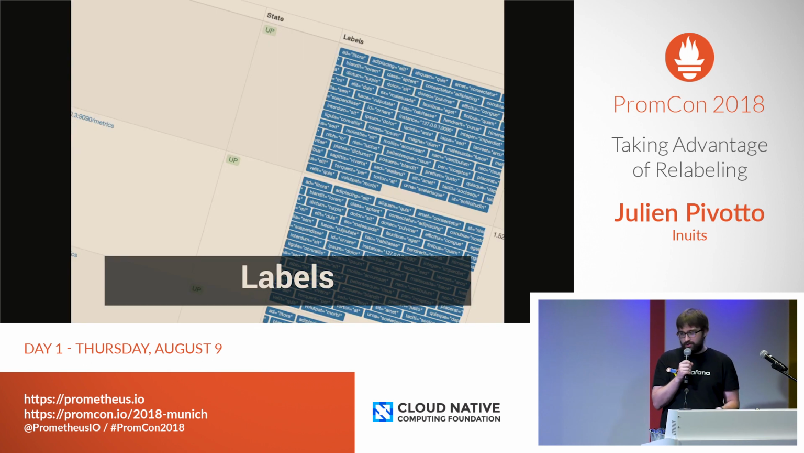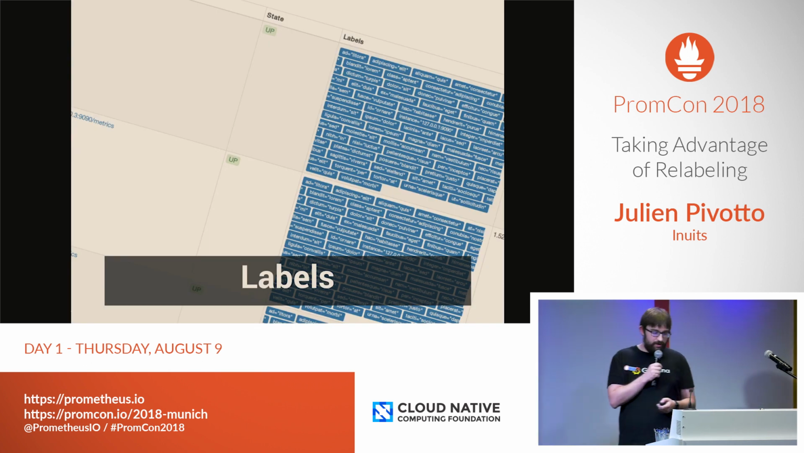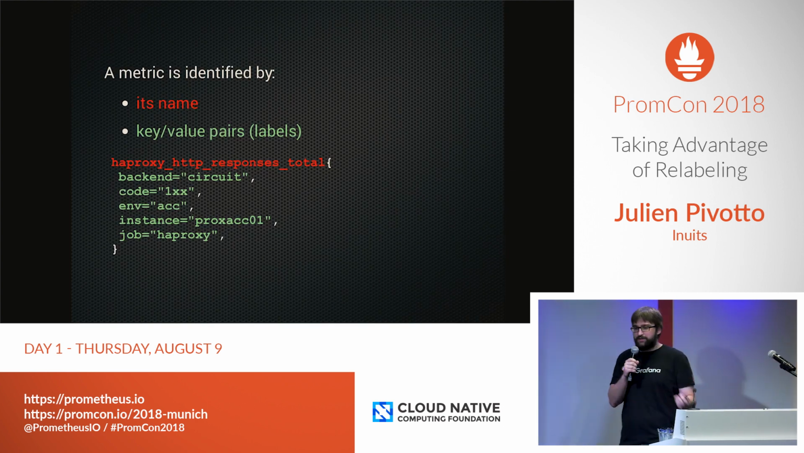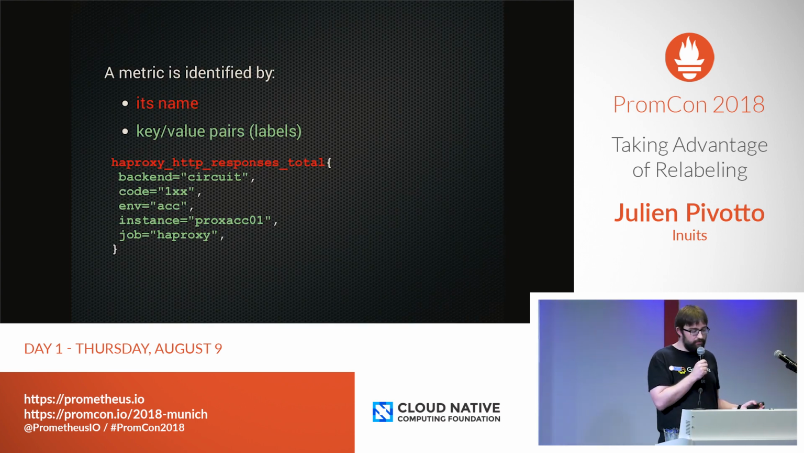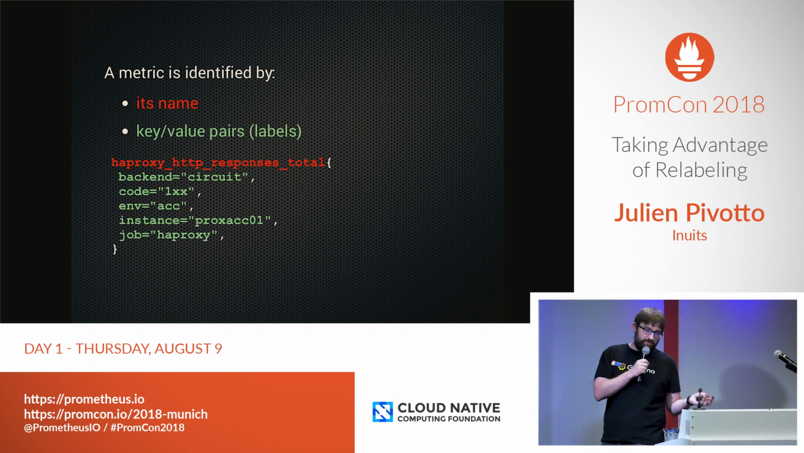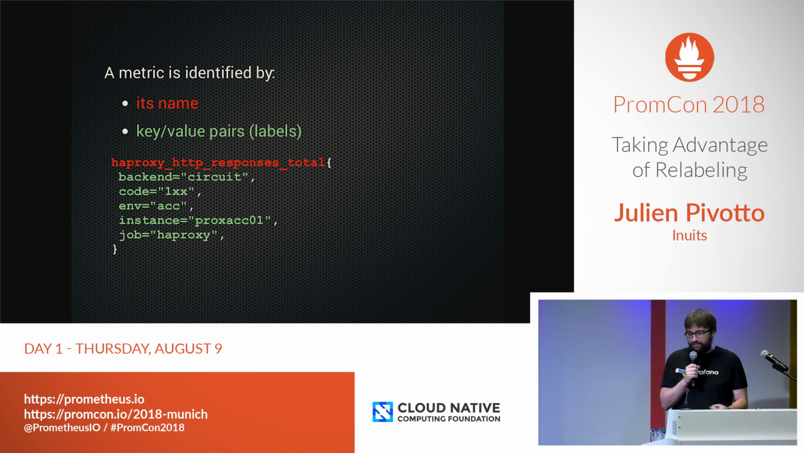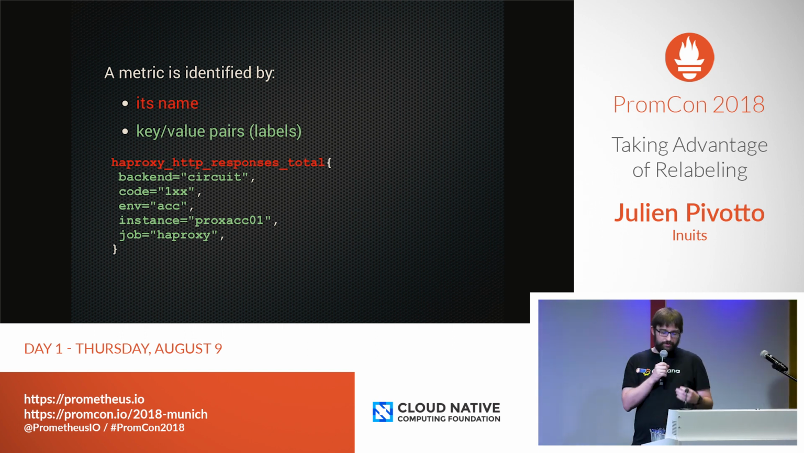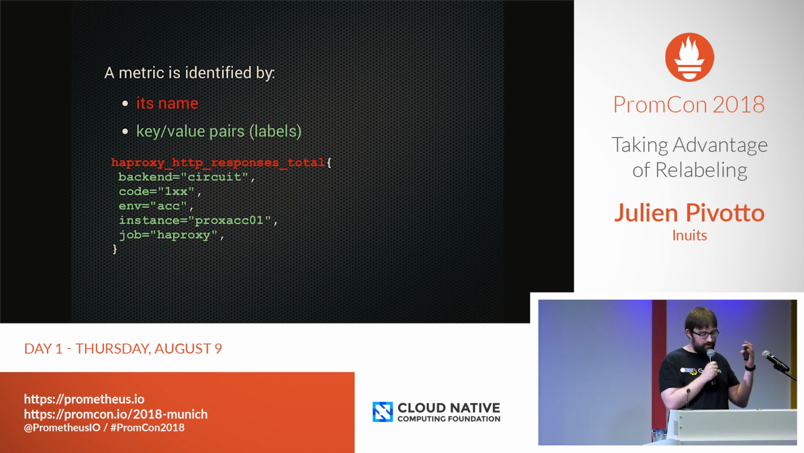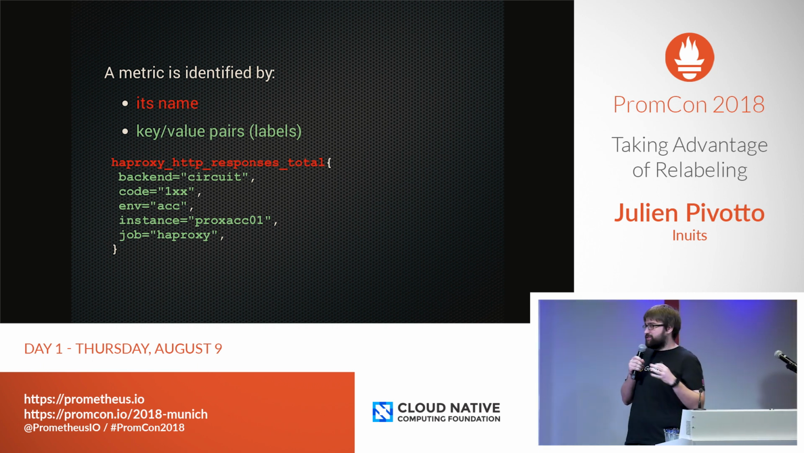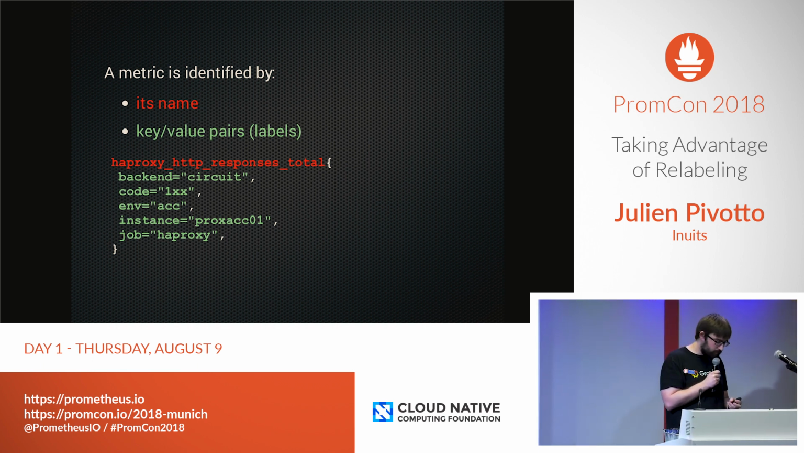But now let's talk about labels. So let's first get back to the basics: what's a metric in Prometheus? Well, it's a name, and then it's key-value pairs. In this case, the name is haproxy_http_responses_total, and then you have cardinality, which is all the different stuff attached to that, like the backend is circuit, the code is 1xx, the environment is acceptance, for example. So all of that makes what we call a metric.